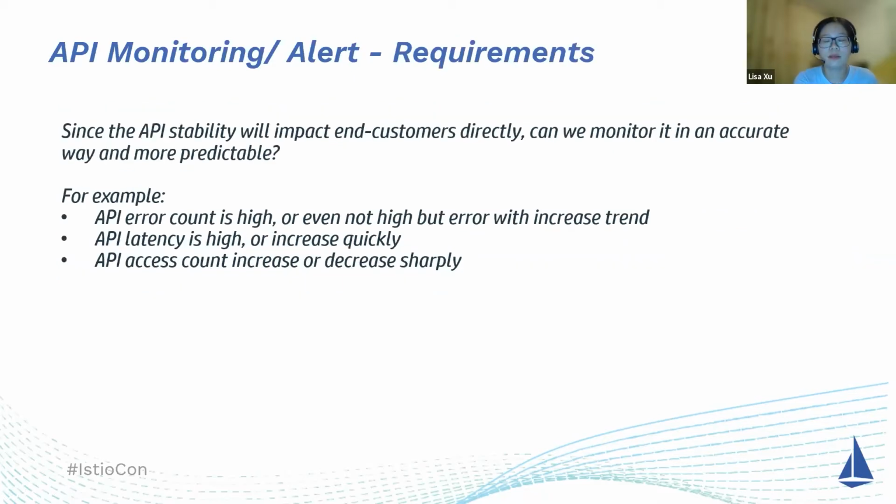So we are considering that our monitoring should be more accurate at the API level, and also more predictable. We are considering some requirements or rules which we can put into our monitor. For example, if my API error count, not the error rate but the error count, is very high, or even if the count is not high but the errors are already on an increasing trend, or maybe my API latency is high, or also on an increasing trend.